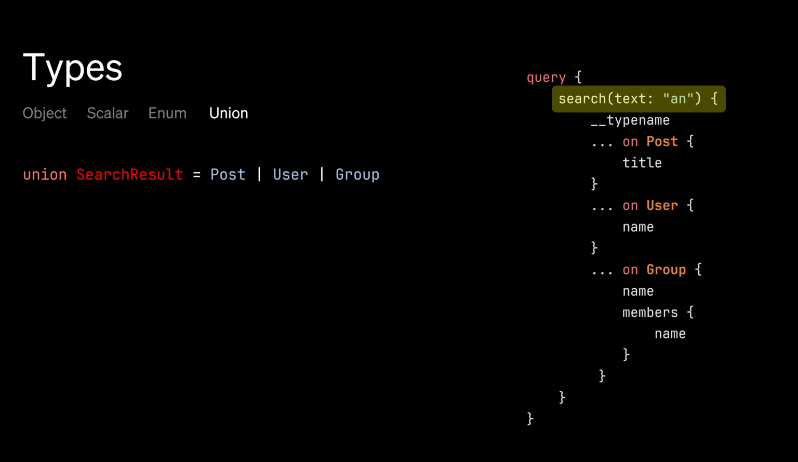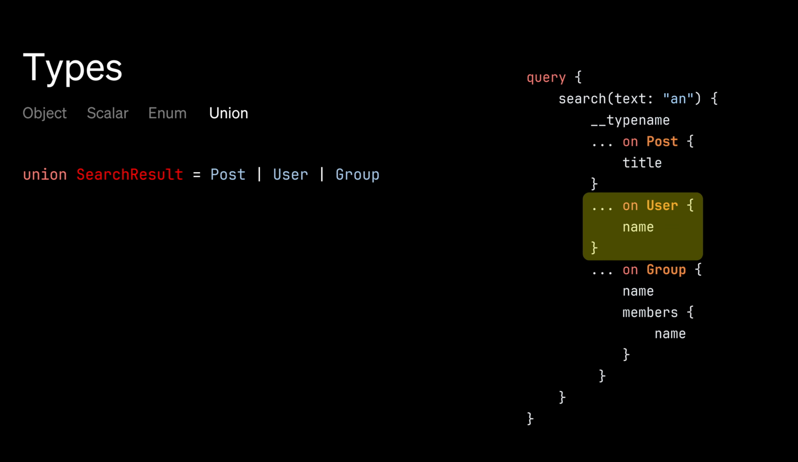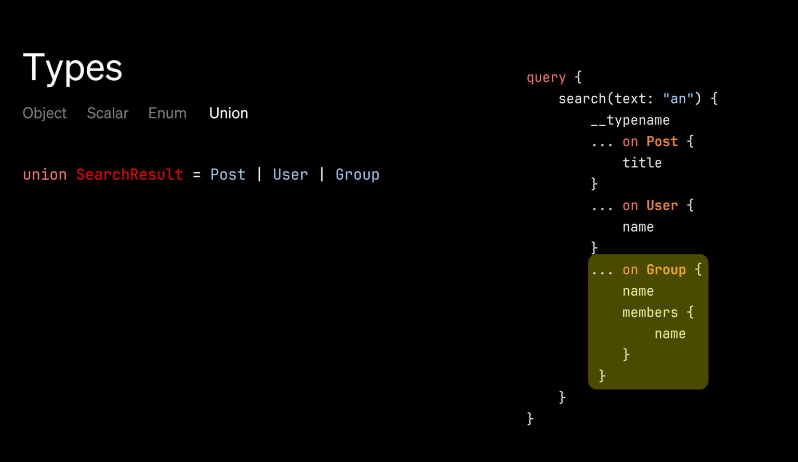So you search for something, and then we use these, which are called inline fragments. This is just telling GraphQL, okay, here's what I want you to do for the different types. If it's a post, then I want the title. If it's a user, I want the name. And if it's a group, I want the name and the names of each member.